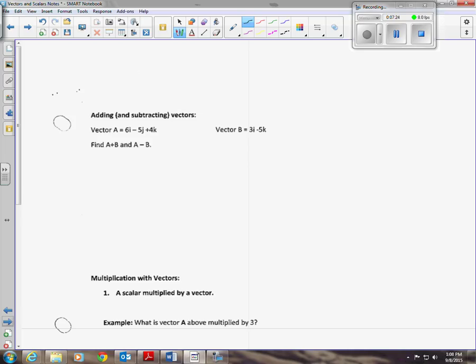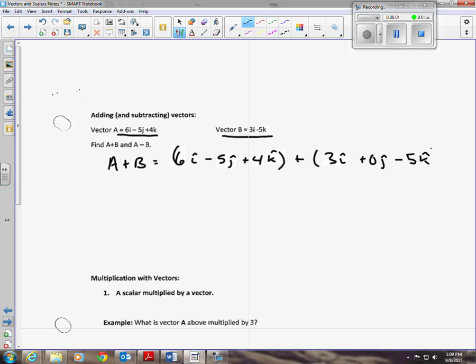Adding and subtracting vectors. And the nice thing is, adding and subtracting becomes very easy with the unit vectors. Okay? Here's vector A is 6i minus 5j plus 4k. Vector B is 3i minus 5k. Finding A plus B. So if I want to find A plus B, I would do 6i minus 5j plus 4k plus 3i plus 0j minus 5k. You don't have to show that 0j, I'm just doing it to show you how it works.